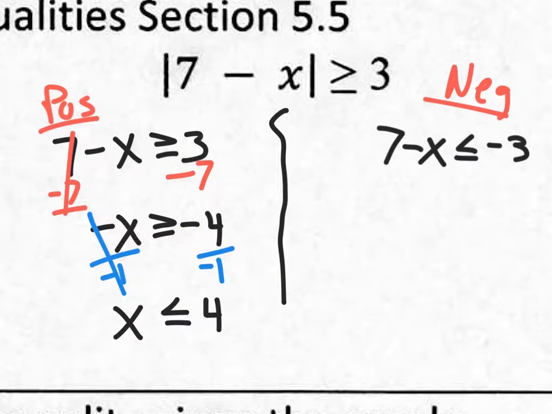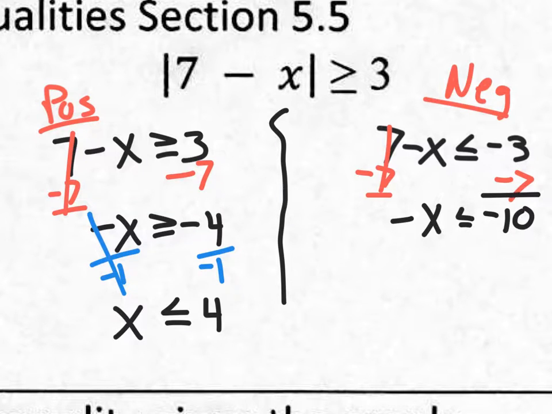And now let's go for the negative situation. Same thing, let's subtract 7. You're going to have a negative x is less than or equal to negative 10. When you do negative 3 take away 7, you get negative 10. Final step would be to divide by negative 1. So once again, you have to flip the inequality symbol, and you get a positive 10 right there.